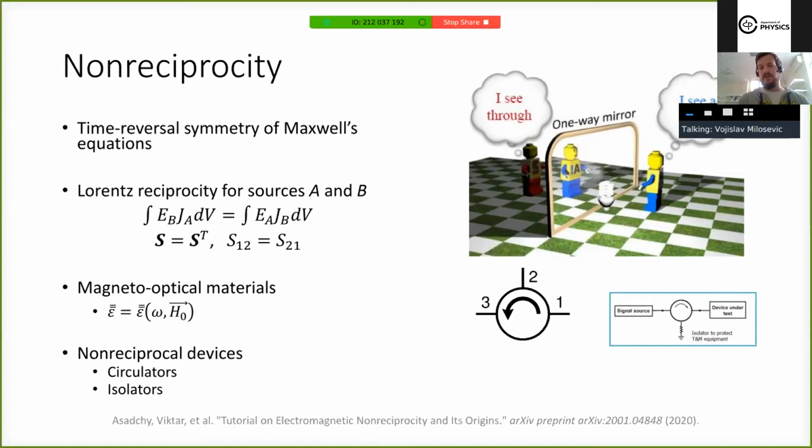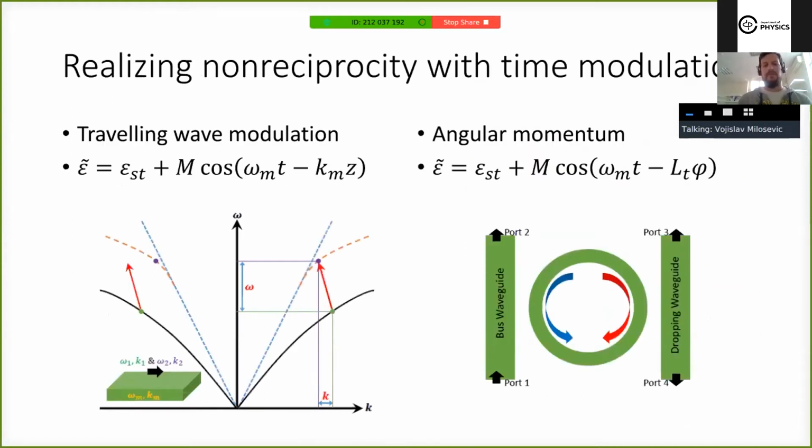But these magneto-optical materials have many drawbacks, because they are bulky and heavy, and they can't be used with integrated technologies like integrated circuits, and also they work only at lower microwave frequencies, because at optical frequencies this magneto-optical effect is very weak. And so the idea of many researchers, which has already been published in many papers, is to use time modulation to obtain non-reciprocity. There are two main ways how this is done.